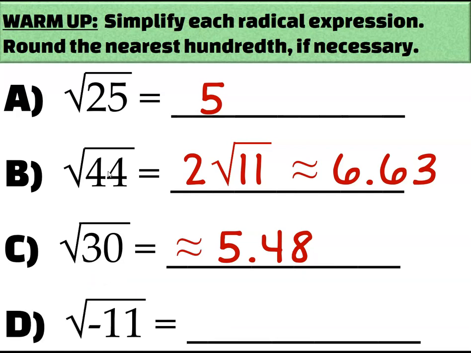And last but not least, let's take a look at the square root of negative 11. If you were to type that into your calculator, it's going to give you some kind of an error, and that's because it's not possible to square root a negative number. Remember, the idea behind square rooting is that you have to multiply a number by itself to get to whatever's under the radical. And it's not possible to multiply a number by itself, the exact same thing, and get a negative. Because a positive times a positive is a positive, and a negative times a negative is a positive. There's no way to multiply a number by itself to get a negative answer.